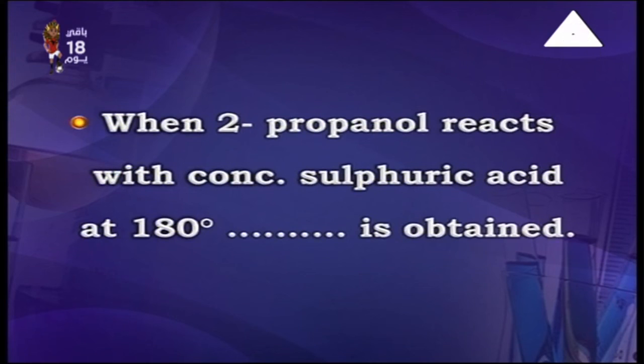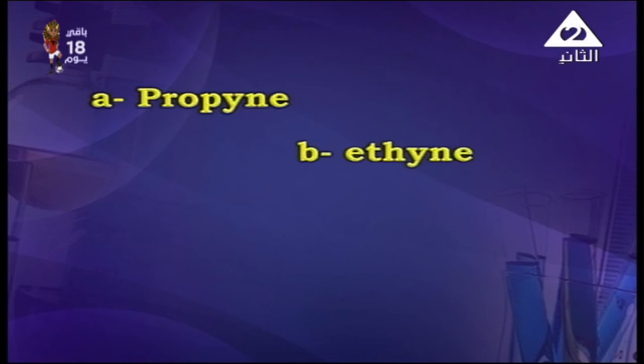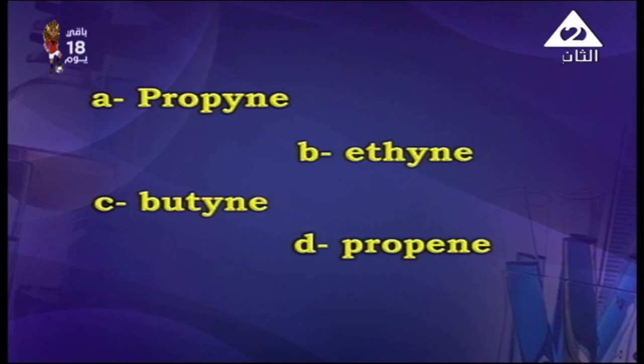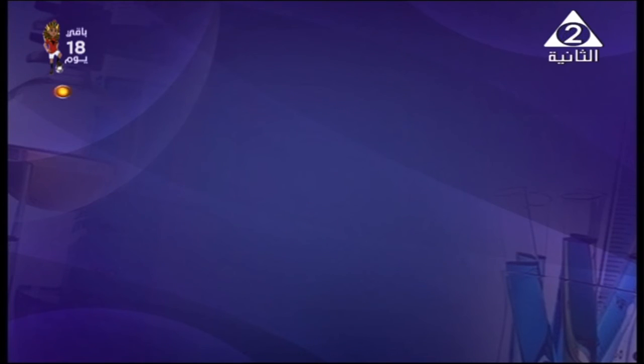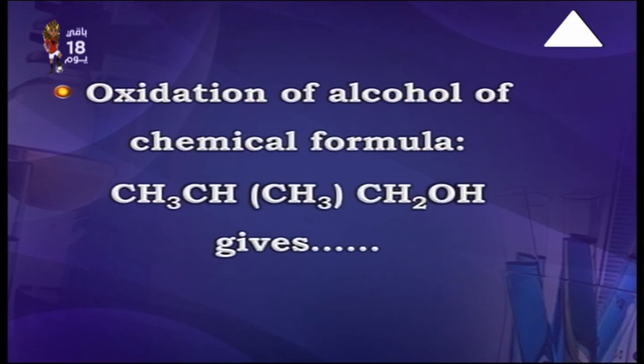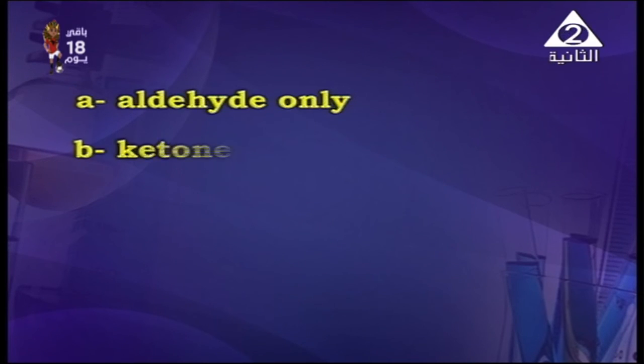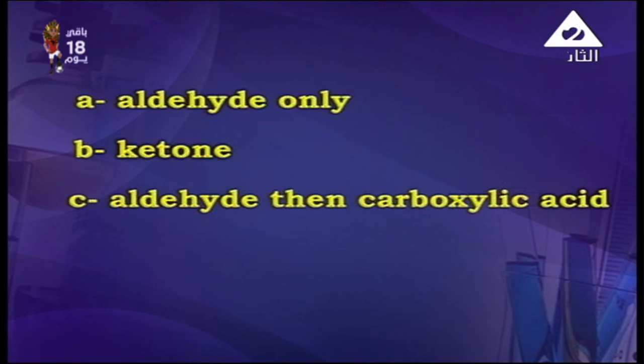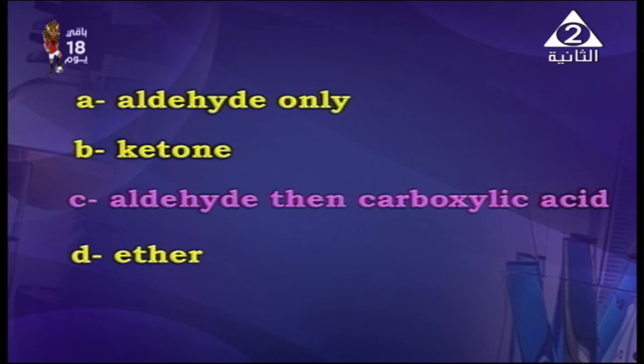Next point, when 2-propanol reacts with conc sulfuric acid at 180 degrees, what is obtained? Propyne, ethine, butane, propene. If you think about it, yes, it will be propene. Next point, oxidation of alcohol of chemical formula CH3CH2CH2OH gives what? Aldehyde only, ketone, aldehyde then carboxylic acid, ether. If you think about it, yes, it will be aldehyde then carboxylic acid, as it is a primary alcohol containing the group CH2OH.